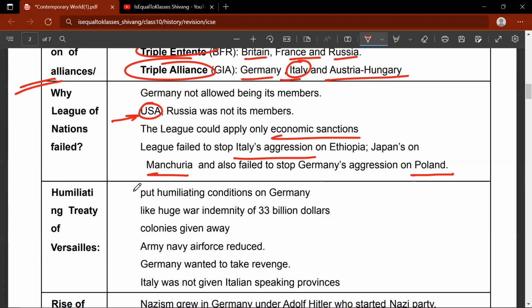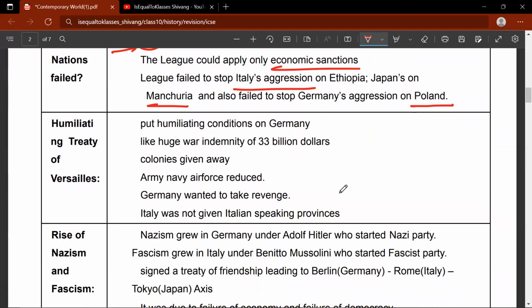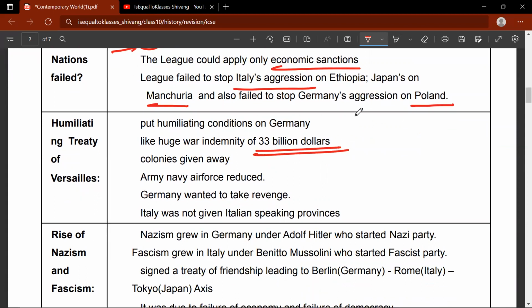Okay, the humiliating Treaty of Versailles put humiliating conditions on Germany, like a huge war indemnity of $33 billion that it was not capable of paying. Colonies of Germany were given away. Army, Navy, Air Force were reduced. Germany wanted to take revenge. It was humiliated, and when you are humiliated, you want to take revenge on the person who caused you such grievance.